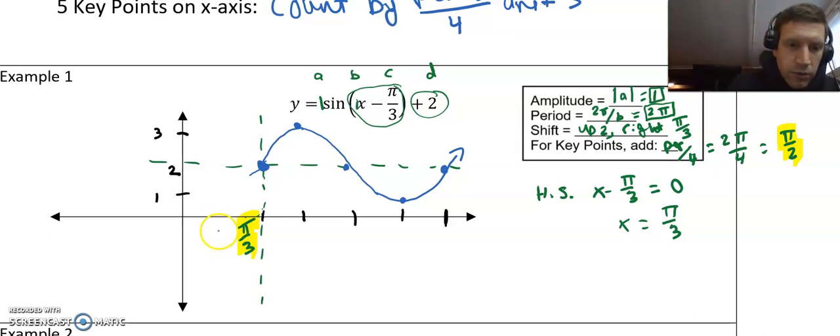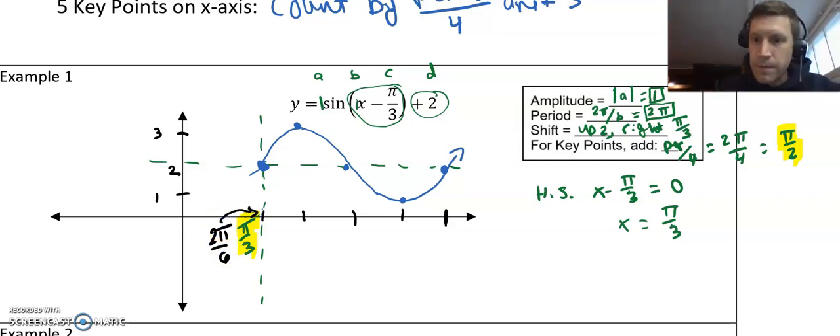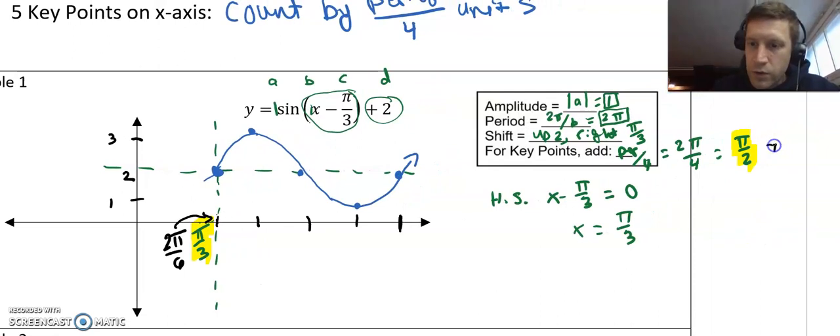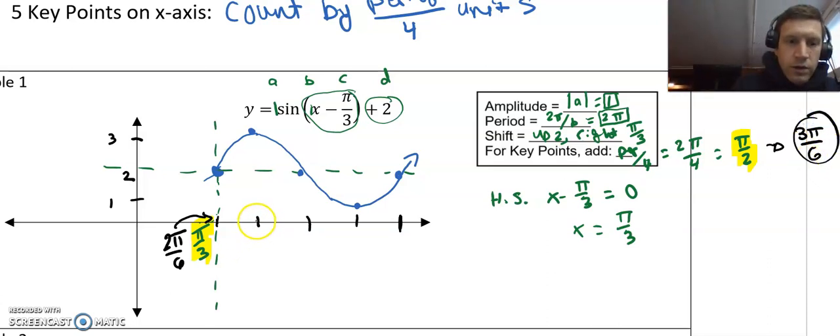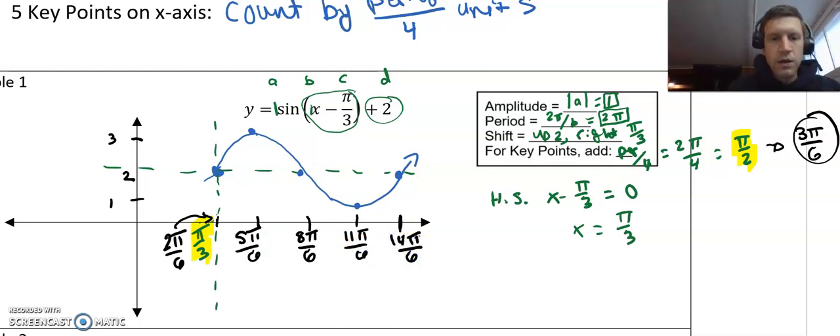So pi over 3, I'm going to write as 2 pi over 6. Same value, right? That's that first marker. Pi over 2, I'm going to change to 3 pi over 6. Same value, right? That's what I'm going to be adding every time. So every one of these markers, I'll add 3 pi to the numerator. So this would be 5 pi over 6, 8 pi over 6. Yes, I could reduce it, not necessary though. 11 pi over 6, and 14 pi over 6.